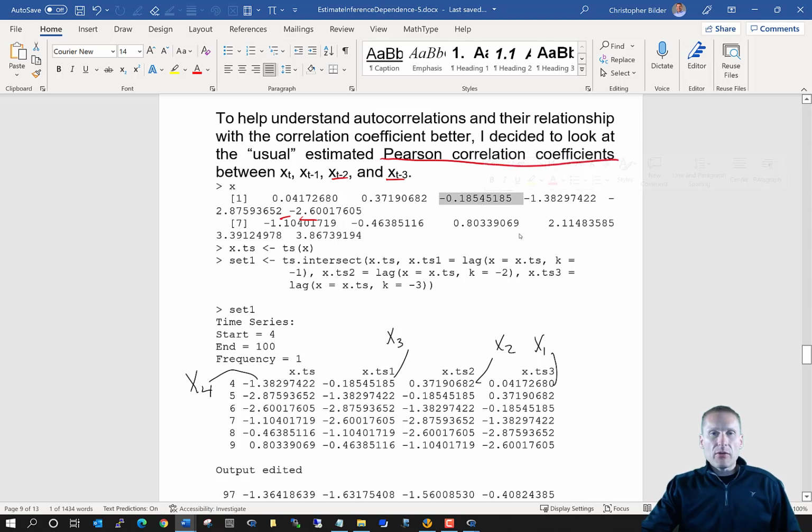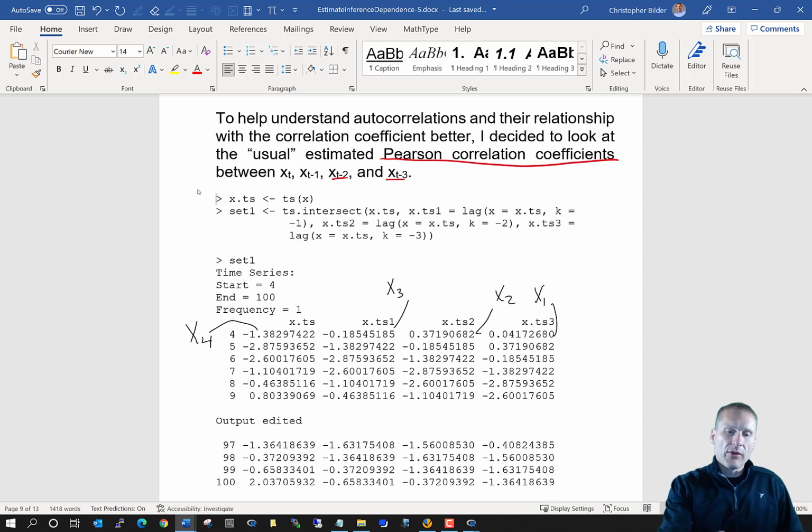And so what I would like to do is actually set up a new data set to work with so that I can look at one variable, my original variable itself, and then my next column in my data set is going to have everything shifted down 1 time period. The next column, 2 time periods. The next column, 3 time periods. And then find the Pearson correlation coefficient between each of the columns.